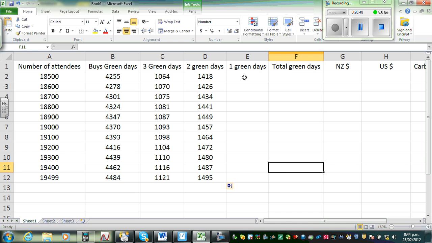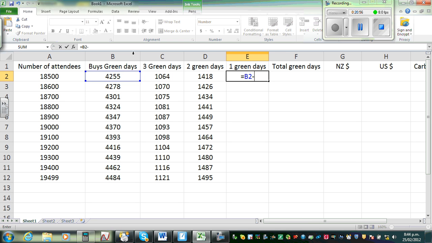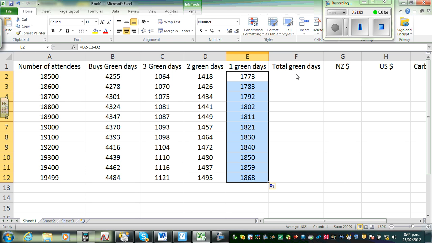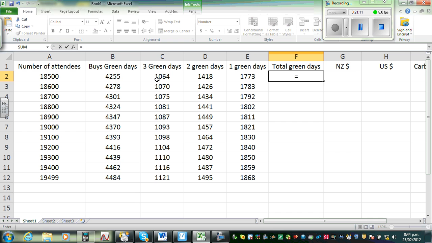And then one green day is this minus this minus this. So you can go equal this minus C2 minus D2. That will give you the answer. And then you scroll down, you can get this answer. And total green days would be equal this plus C2 plus D2 plus E2. Enter.